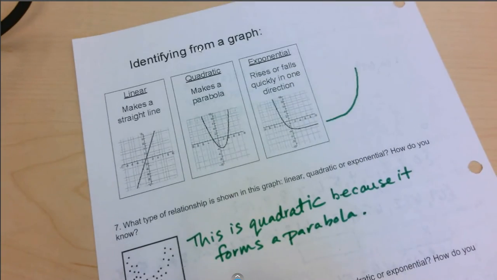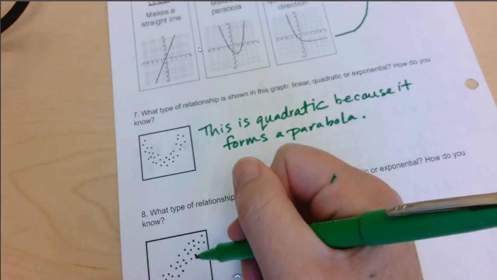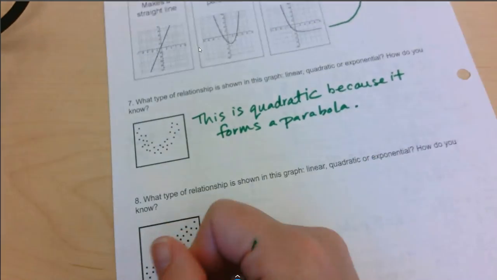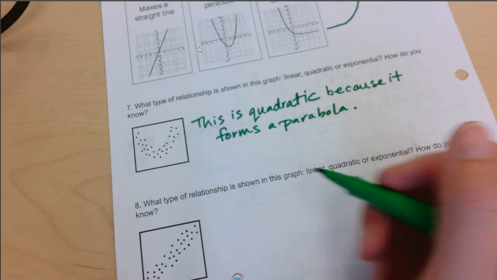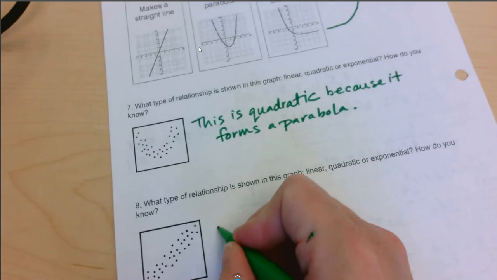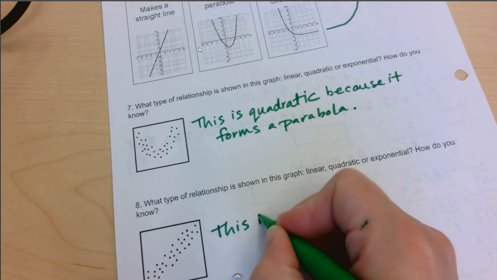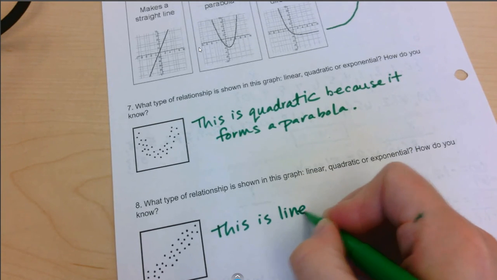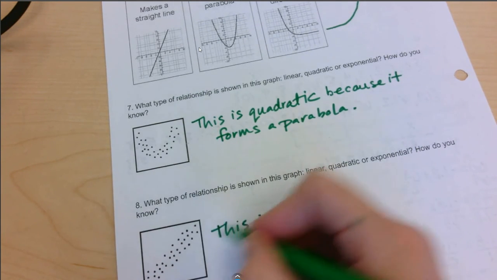Okay, and then if I compare the last one to the graphs above, it seems to be only increasing and there's no curve to it, so it looks linear. And it can be as simple as explaining it's linear because it forms a straight line.